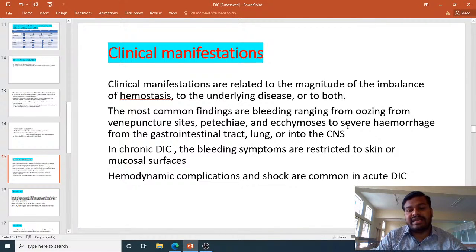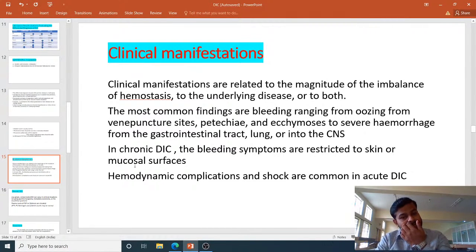The most common findings are bleeding ranging from oozing from the venipuncture sites, petechiae, ecchymosis, to severe hemorrhage from the gastrointestinal tract, lung, and into the CNS. Usually the patients who are already hospitalized, or who are getting treatment in an intensive care setting, will have intravenous catheters, so there will be definite oozing of blood from the venipuncture sites, and over the body there will be petechiae and ecchymosis development. It can lead to severe hemorrhage from the GI tract, from the lungs in the form of hemoptysis, or bleeding into the CNS, causing hemorrhagic strokes. So these are the most common findings which complicate the patient who is in DIC.